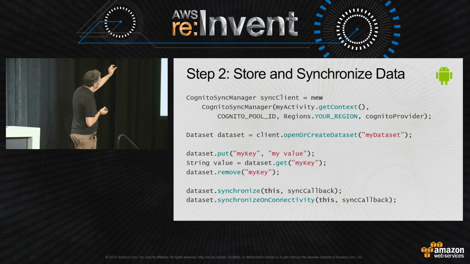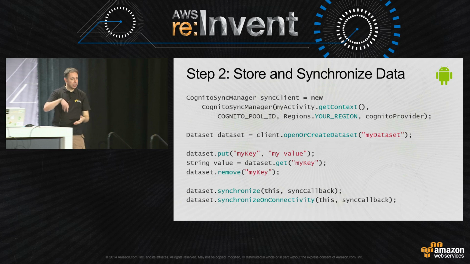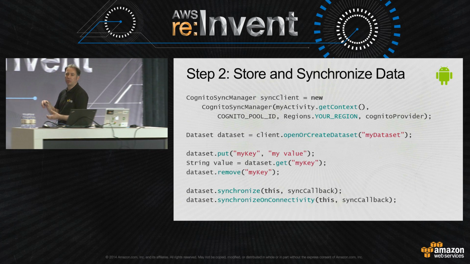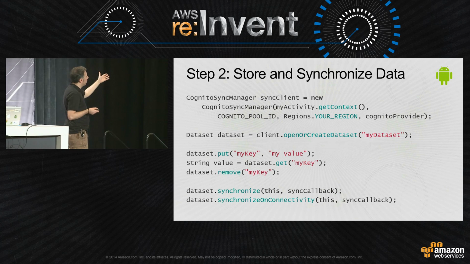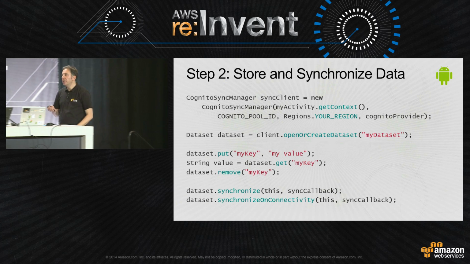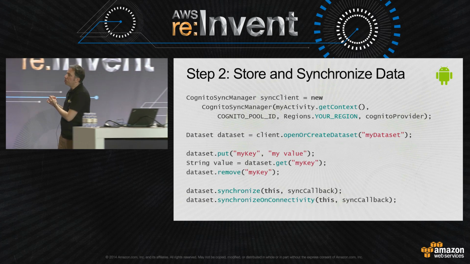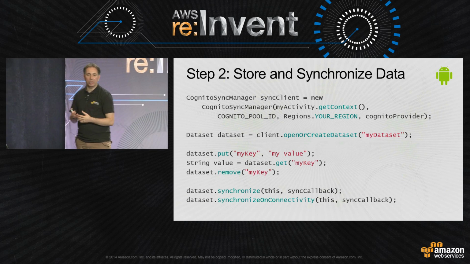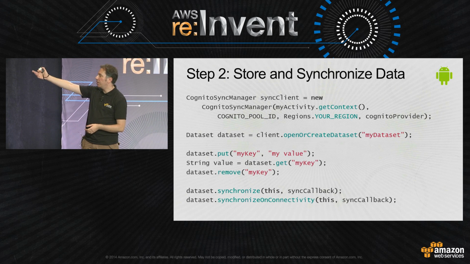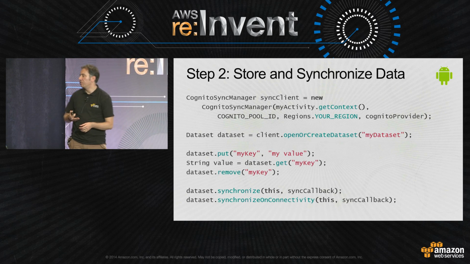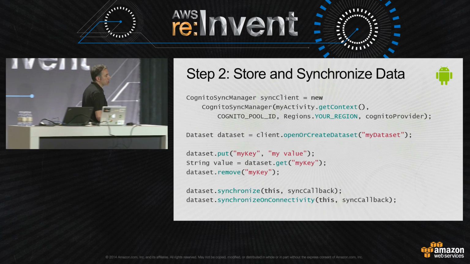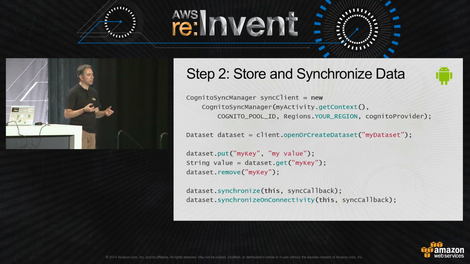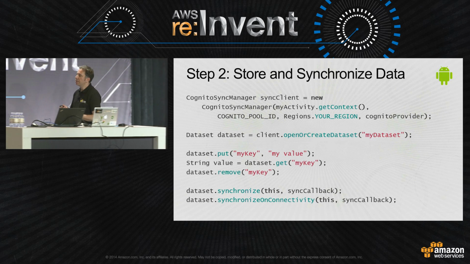Then when you have the sync client, you can use open or create dataset to create a local dataset that you can access as a key value store to store user preferences, data, whatever. When you have the dataset, whether it is a new one or one that is already there, you can just use put, get and remove to work on the dataset. So you can put my key, my value, you can get the value back, and you can remove it. As you see, everything is a string. So of course, the suggestion is usually to use JSON syntax to put a more complex object inside a dataset.